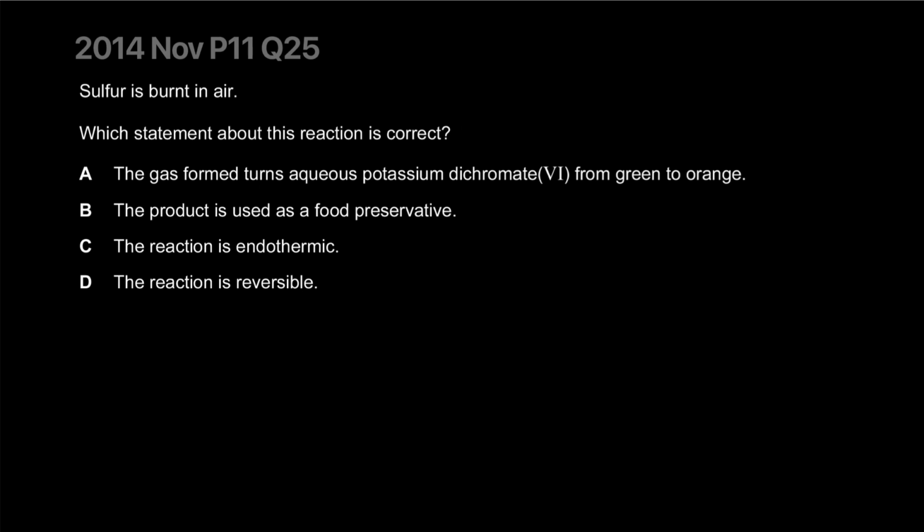Sulfur is burnt in air. So sulfur, if it burns in air, will produce sulfur dioxide. Which statement about this reaction is correct? The gas formed turns aqueous potassium dichromate from green to orange. That would be true, because sulfur dioxide does react with potassium dichromate because it can easily form sulfur trioxide, and potassium dichromate is a strong oxidizing agent.